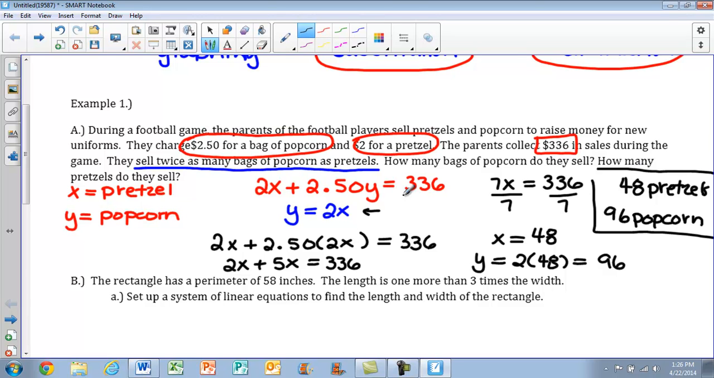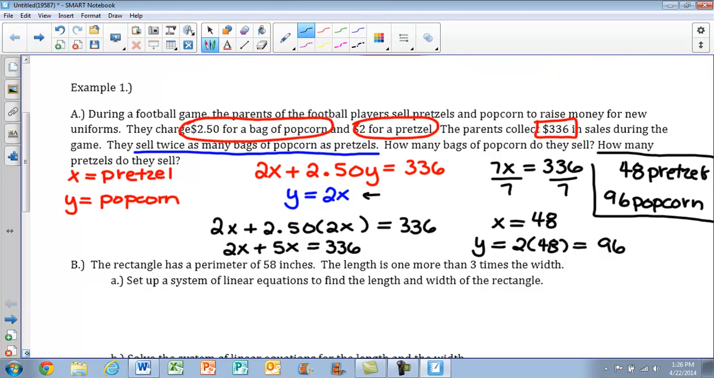So again, you need to make sure that you label your variables, meaning what is what, and then you need to make sure that you solve for both the pretzels and the popcorn. Just like we did in all of our other sections, you're solving for x and y. All right, moving on to part B here.